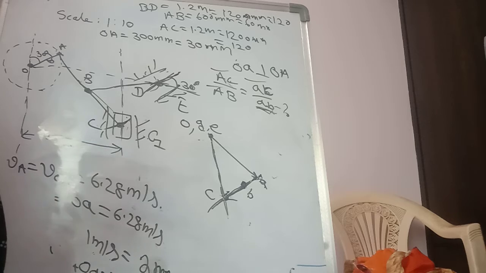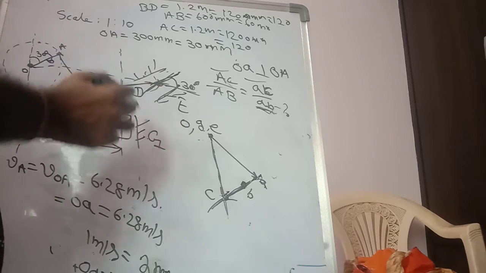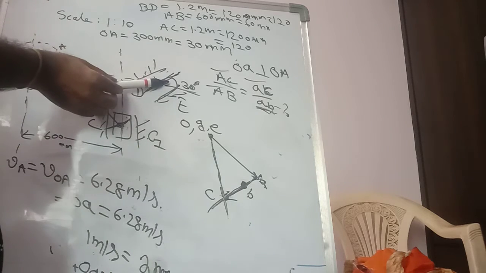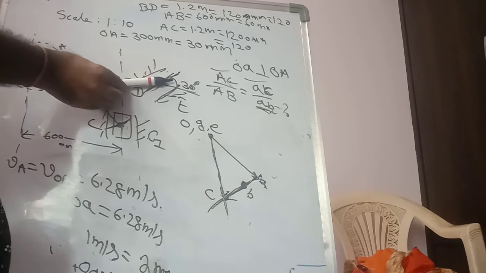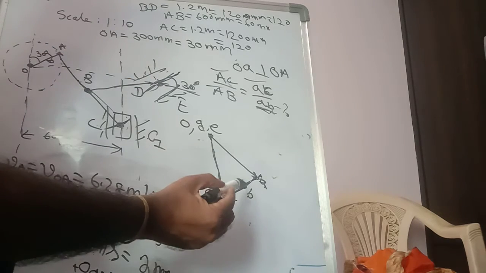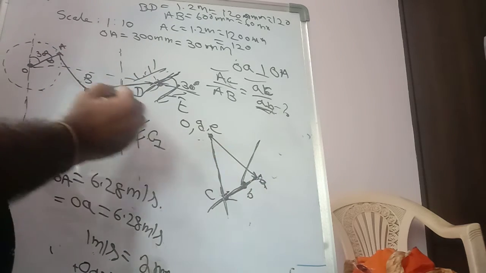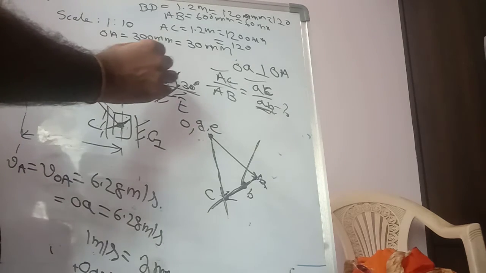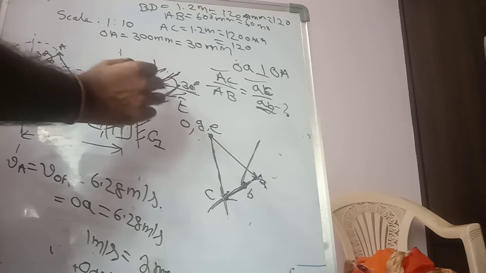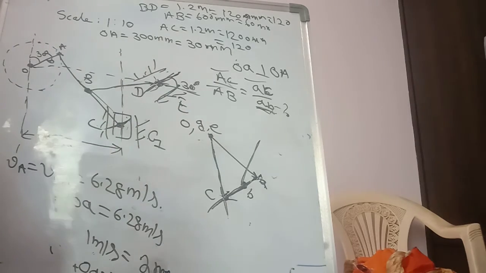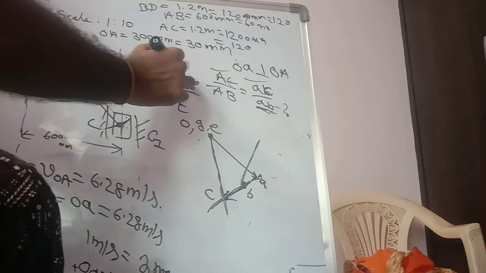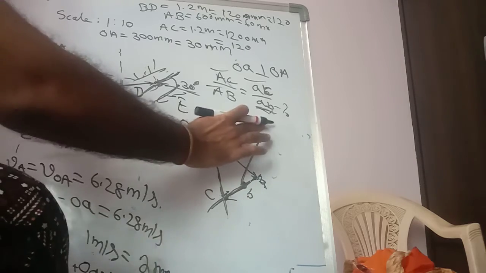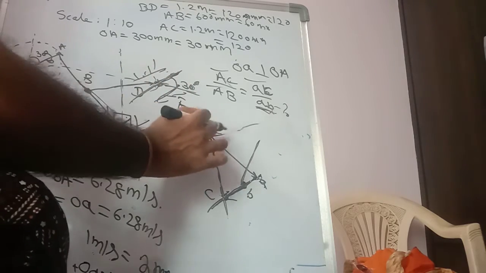Now we have to find out the d. From small b, you have to draw a line perpendicular to BD. And here, again, this D is connected to the E. So from e, you have to draw a line parallel to the slider, at 30 degrees, because this is the slider. This is the slider.